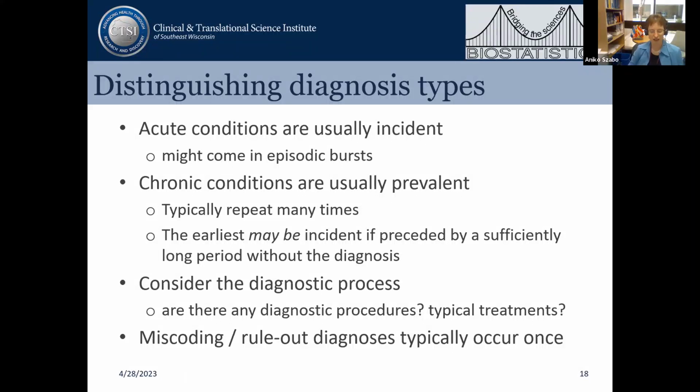Another thing to think about, if you want to identify special incident cases, is whether there is some diagnostic process that you're aware of. Maybe there are procedures or typical treatments that should be started at the same time the disease started. You can look for those to identify what's an incident case, and especially to rule out errors, like miscodings. Those shouldn't have the treatment received for that condition, or if it was a rule-out diagnosis, there shouldn't be a treatment for something that was diagnosed as not happening.